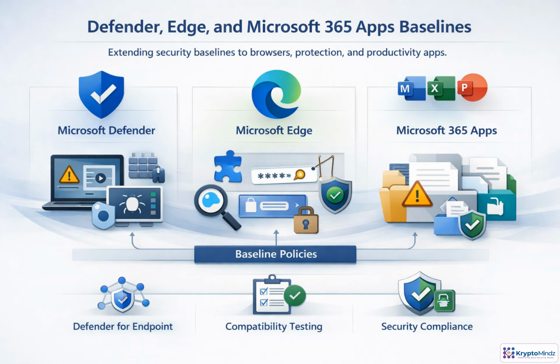Security baselines are not only an operating system concept. Many attacks come through the browser, endpoint protection settings, or Office documents. Defender baselines focus on protections like antivirus behavior, attack surface reduction, and endpoint security controls. Edge baselines reduce browser exposure by controlling extensions, password handling, SmartScreen, and site behavior. Microsoft 365 apps baselines help limit risky Office activity, especially unsafe macros and insecure content. Treat these as complementary layers. Apply them with Defender for Endpoint recommendations, then validate carefully with application compatibility testing before broad deployment.